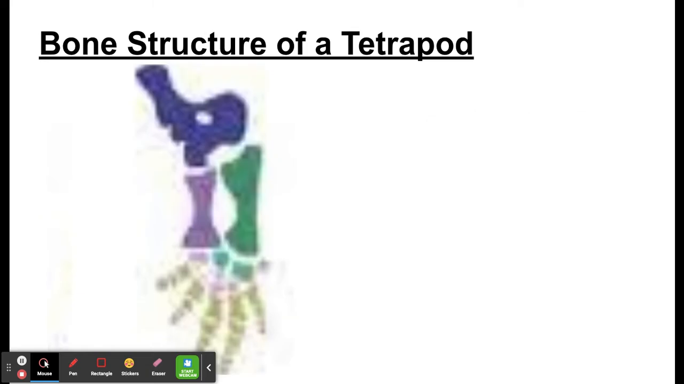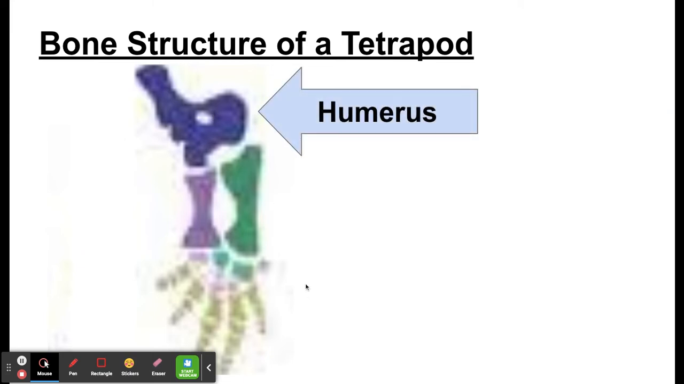So let's look at the basic bone structure. I know this picture quality is poor. It was very small on Google and I had to enlarge it. So, bone structure of a tetrapod. These different colors represent different bones that it has. This upper one, this blue one, is called the humerus. You might be familiar with the humerus because we call it the funny bone. Not because it's funny when you hit it, but because its real name is the humerus.